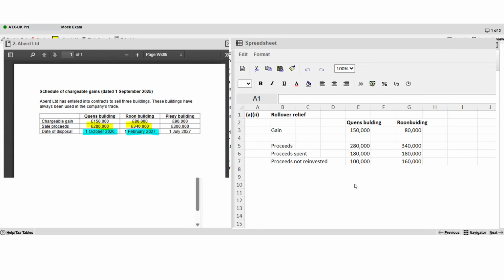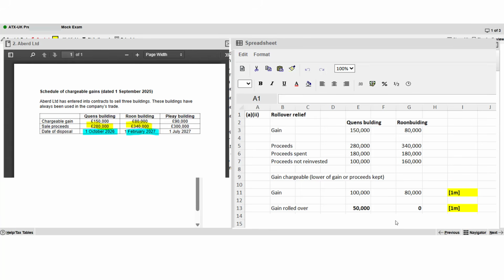So the idea is that you can roll over part of the gain if you've reinvested part of the proceeds, but you have to leave a gain equal to the proceeds that you've kept. So for the Quens building, the chargeable gain will be 100,000, the proceeds not reinvested, and we can roll over 50,000, the balance of that £150,000 gain. For the Roon building, the proceeds not reinvested are actually more than the gain, so that just means that the total gain would be chargeable and there is no rollover relief. So 1 mark for applying that.